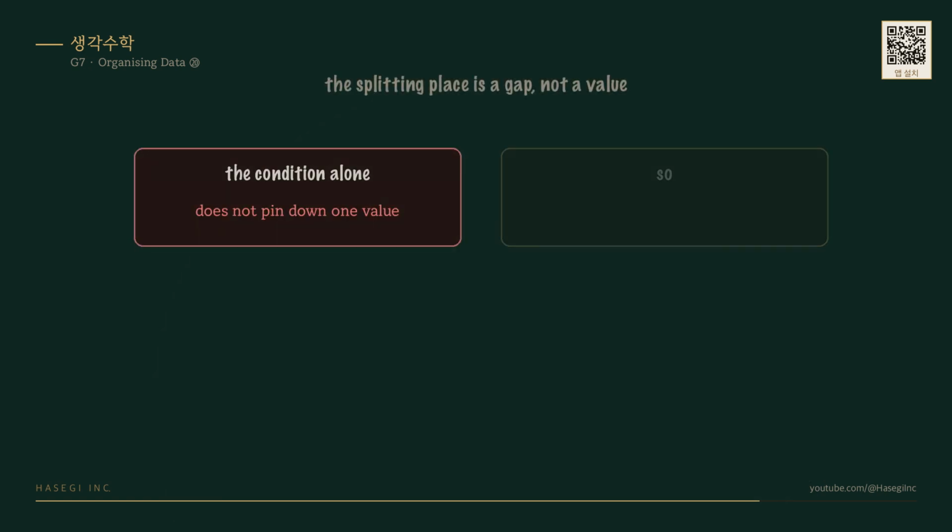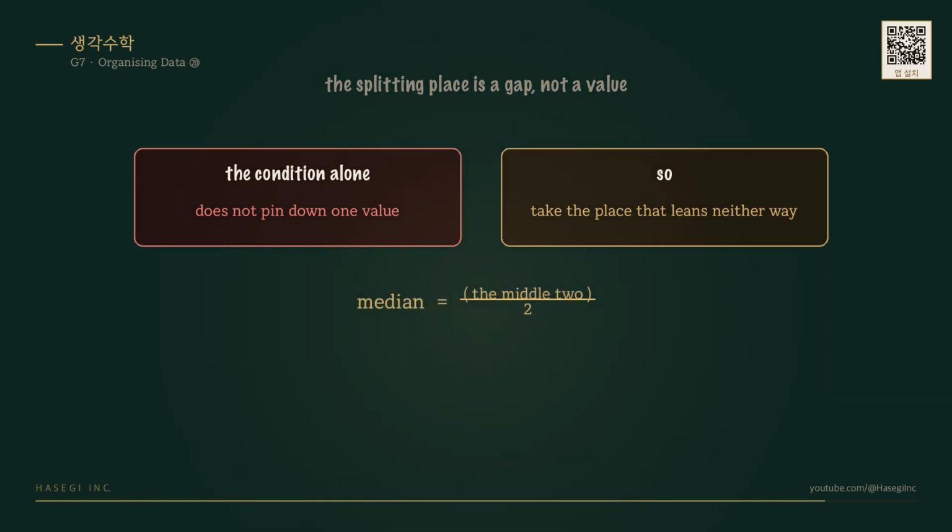So, with an even count, the halving point is a gap, and no single value is forced. We take the place that leans neither way, halfway between the two, and averaging them is how you find it.